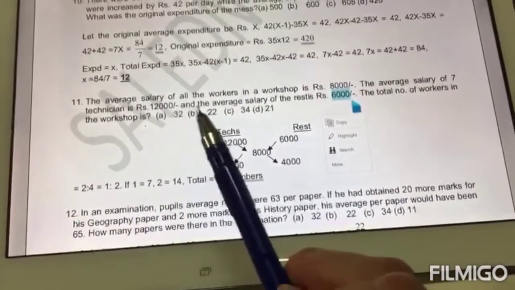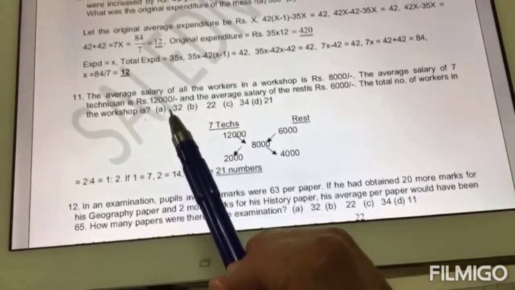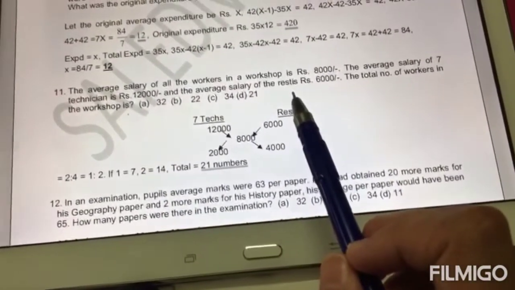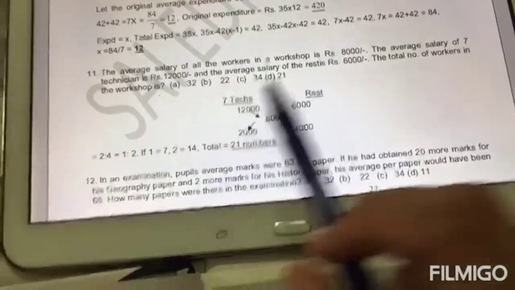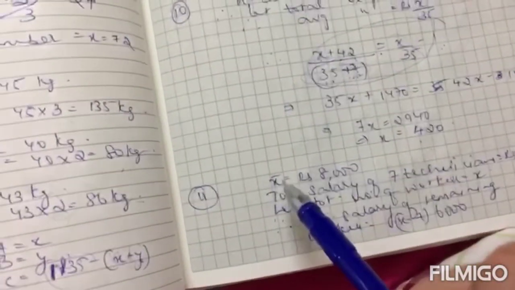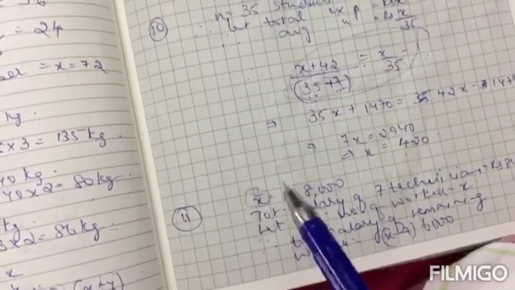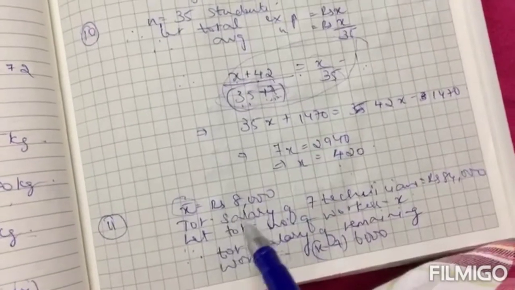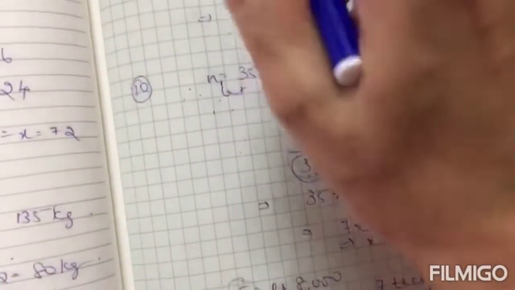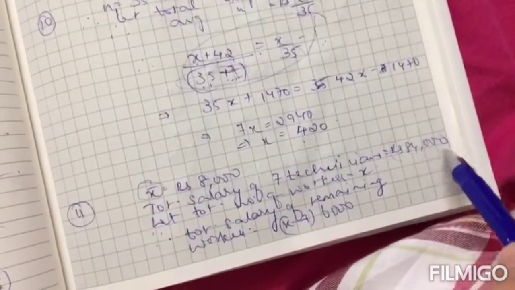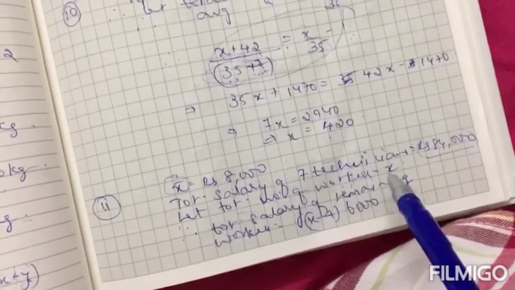Moving on to number 11. The average salary of all workers in a workshop is 8,000. The salary of 7 technicians is 12,000 rupees and the average salary of the rest is 6,000. The total number of workers in the workshop is how many? So average salary of all workers, let it be equal to X bar. X bar is an official and formal way of denoting an average, is equal to 8,000. Therefore, total salary of 7 technicians is 12,000 into 7, which gives me 84,000. Let the total number of workers, which includes these 7 technicians, be equal to X.